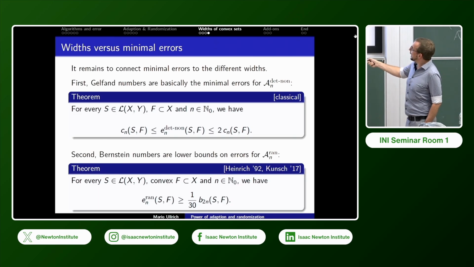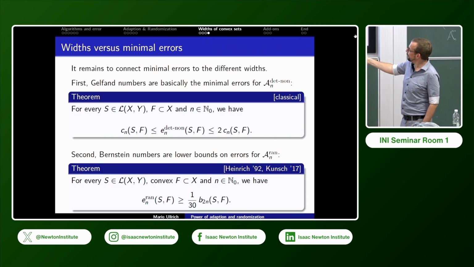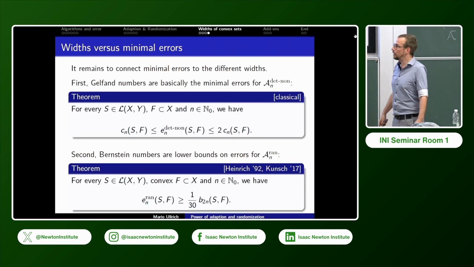So first of all, the Gelfand numbers are basically the same as the minimal errors for deterministic non-adaptive algorithms. That's what I told you in the beginning. It's kind of almost obvious to see, right? That if you have an S and a subset F and some n here, then the Gelfand numbers are an upper and a lower bound up to a factor of 2 for the minimal errors of all deterministic non-adaptive algorithms. Okay, so the Gelfand numbers are clearly important here, but only for the most simple case.